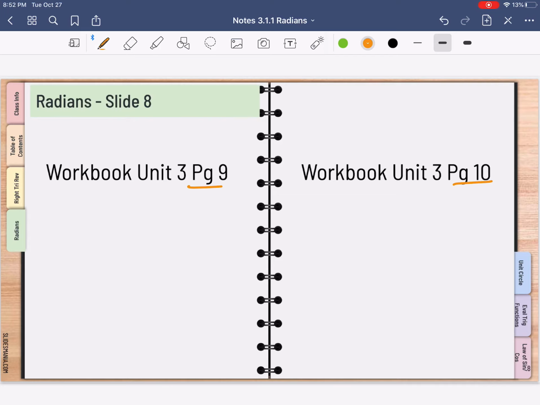And then your homework tonight, I think, is page 13, 1 through 10. Show all of your work, and that's it.